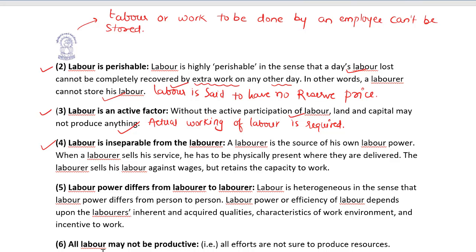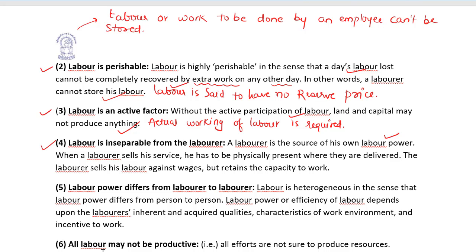Labor is inseparable from the laborer. That means you cannot separate the labor part from the laborer, from the person. A laborer is the source of his own labor. Supposing a person is in India, he will provide physical services in India. He cannot provide physical services to the US, because if he wants to work in a factory there, he should be present in the US. But this is not the case.